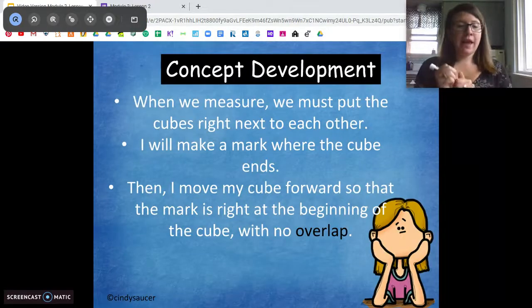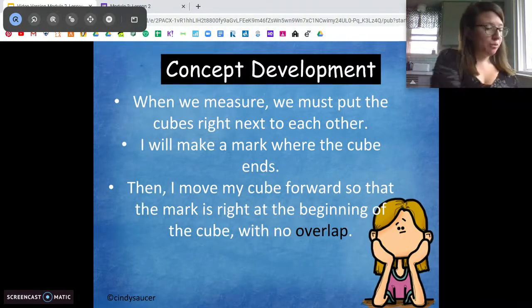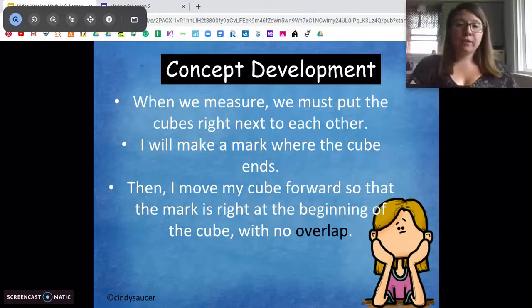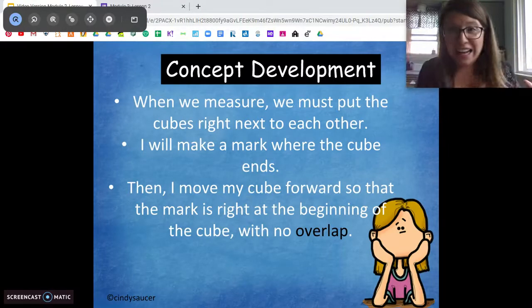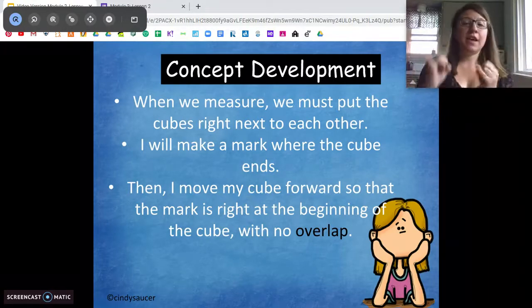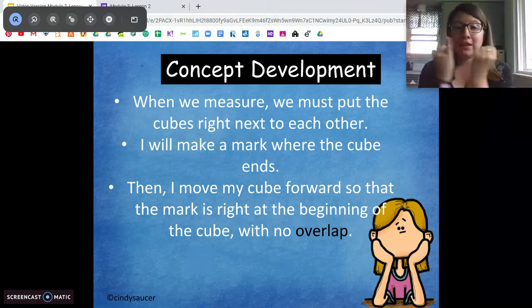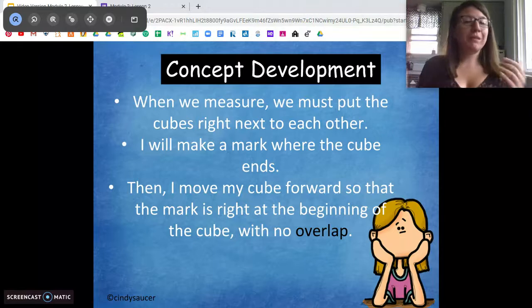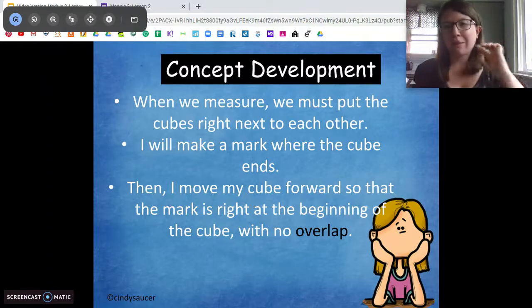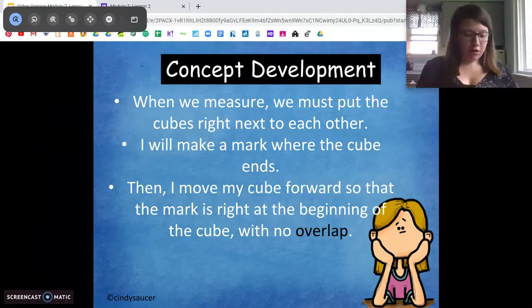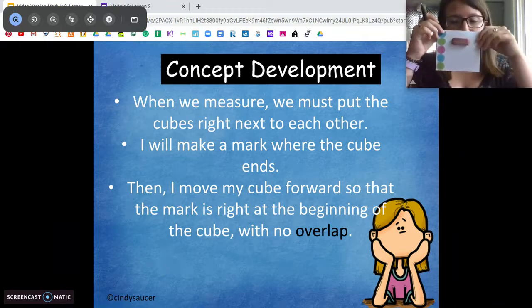All right, now remember, we're going to get into measurement again. When we measure with anything, cubes, paper clips, whatever it is, the measurements have to be right next to each other. There can be no overlap. Now, because we don't have cubes, it's going to be a little bit tricky, but I'm going to show you a little trick. On this piece of paper, I taped an eraser to it.